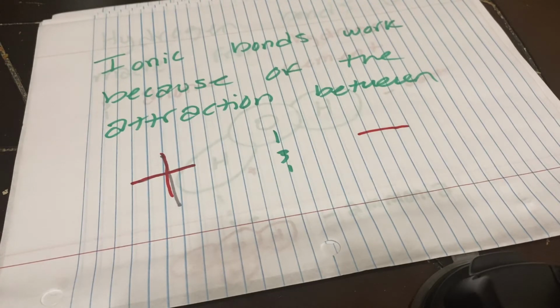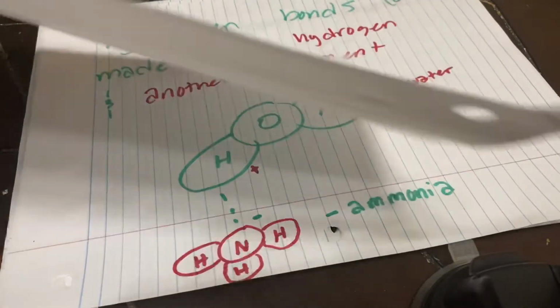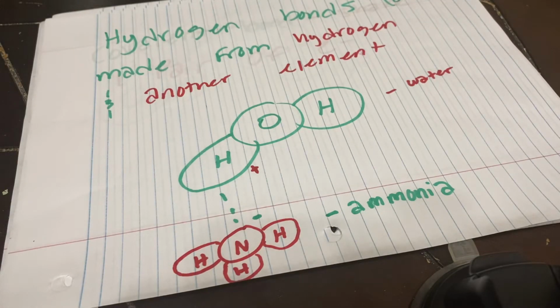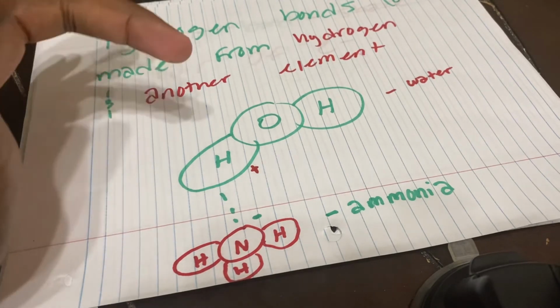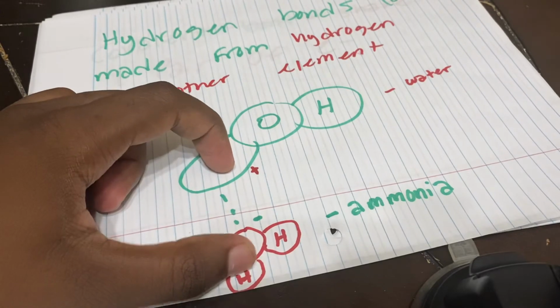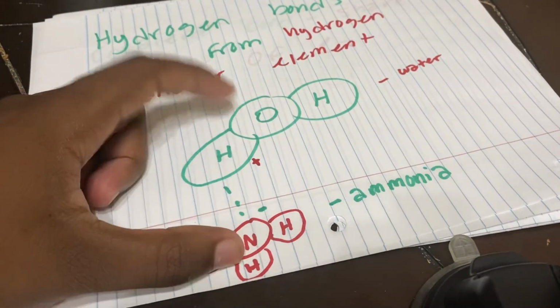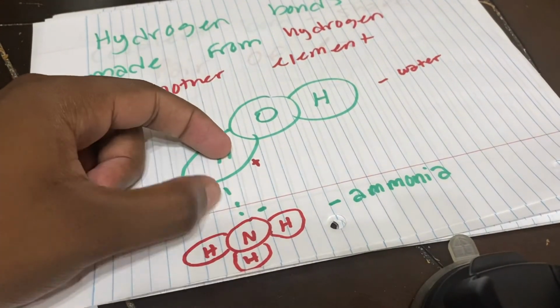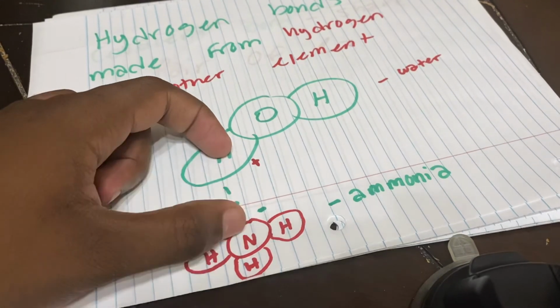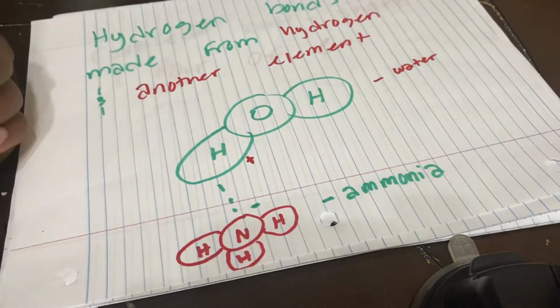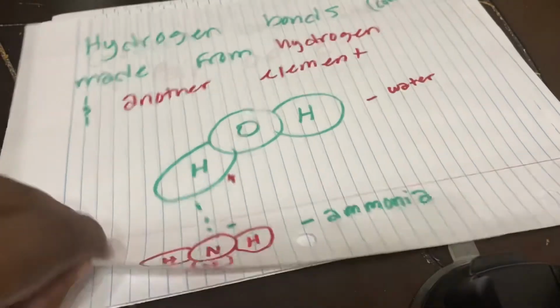All right. Ionic bonds work because of the attraction between positive and negative. Okay. Hydrogen bonds are covalent bonds. They are made from hydrogen and another element. So that'll make it easier for you to know. Like that's a hydrogen bond because it's hydrogen and something else. All right. So once again, the more positive and the more negative. So we have water and ammonia, and the hydrogen is attracted to the nitrogen. So because it's more positive, more negative.